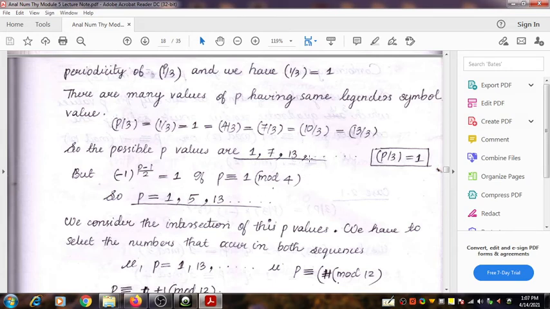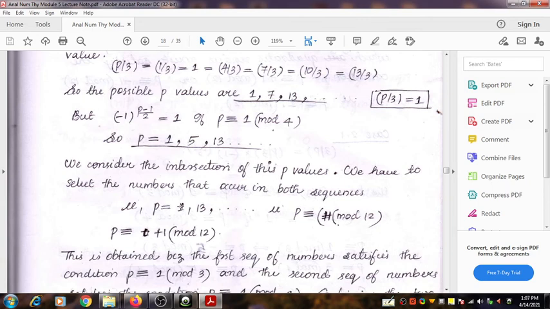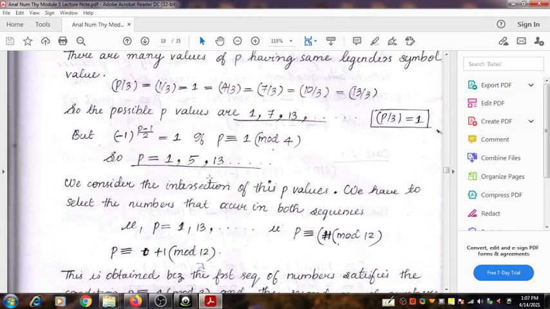You cannot list out all the numbers, because there may be infinitely many such numbers, but you can write the conditions together. Those prime numbers which satisfy the condition P congruent to 1 mod 3 and P congruent to 1 mod 4 together can be selected as the suitable values for P.